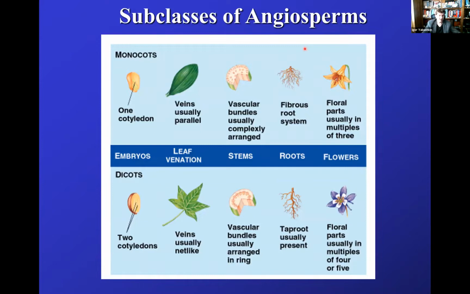Angiosperms, major subclasses, monocots versus dicots. 1 cotyledon versus 2 cotyledons. Veins usually parallel, pinnate, or palmate. Vascular bundles, we talked about that last time. Scattered, arranged. Fibrous roots. Usually you have fibrous roots, kind of hard to tell which one is the main root. Here you definitely have a main or tap root and the secondary roots coming out. And the floral parts usually in multiples of 3. Floral parts is usually multiples of 5 or 4.